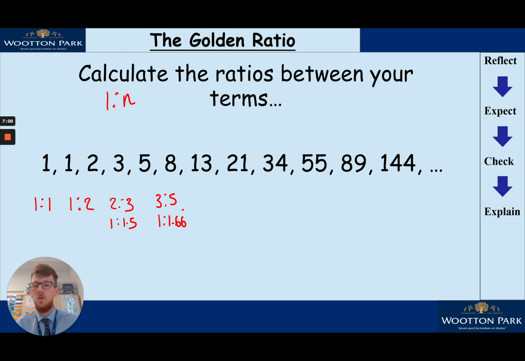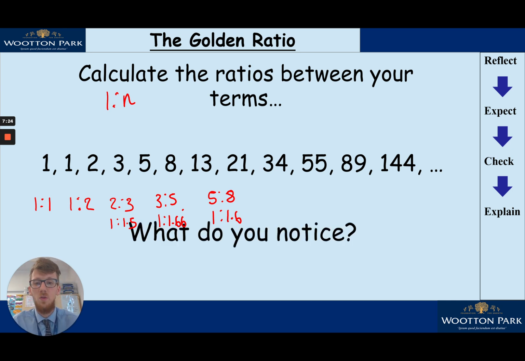If you remember, you might have learned that in school before. With a recurring, we put a dot above the 6. So 1.6 recurring. And then the next one is 5 to 8, which is 1 to 1.6. Okay, so have a go at finding the ratio as far along the sequence as you can. You carried on that sequence much further than I did, hopefully, and now find the ratio between any two terms. Okay, and what do you start to notice? So again, pause the video if you need to do that, and find the ratio between each consecutive term in the sequence.